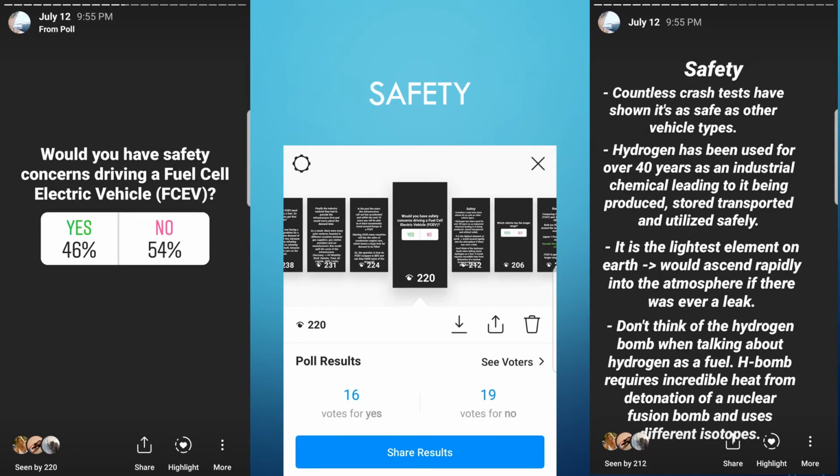Hydrogen safety is a big public concern that will need further education in the coming years. As shown in this activity, almost half of the people that voted have safety concerns with fuel cell vehicles. I provided some facts on the right side that explain why this is wrong.